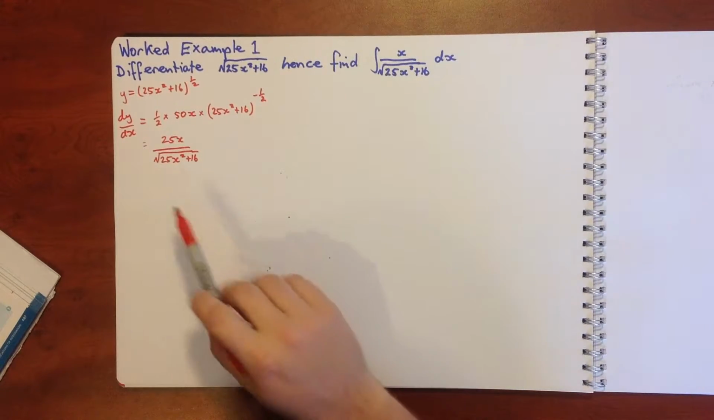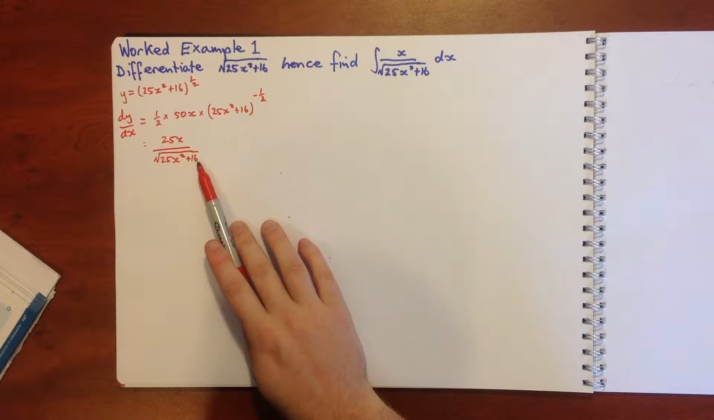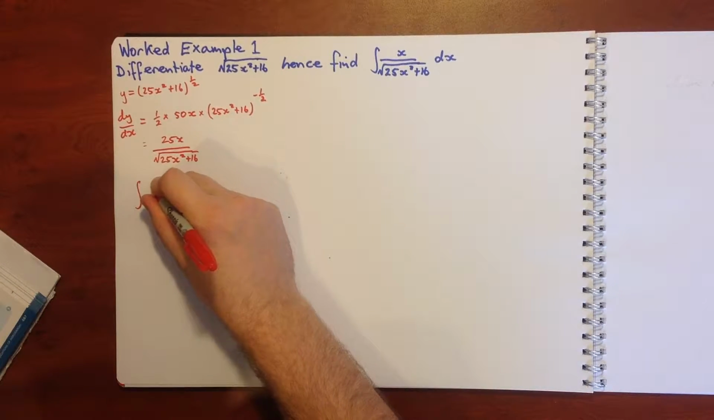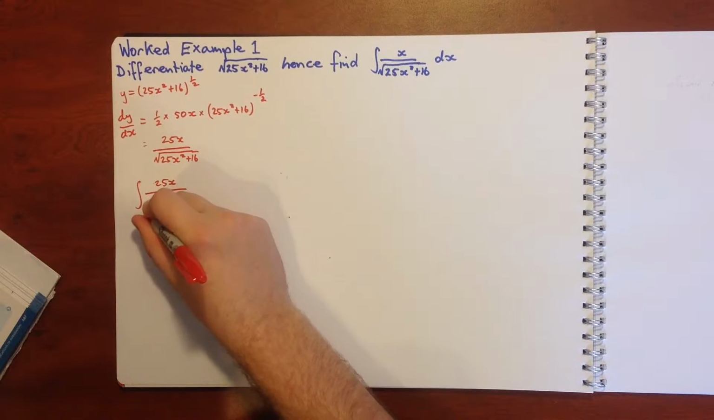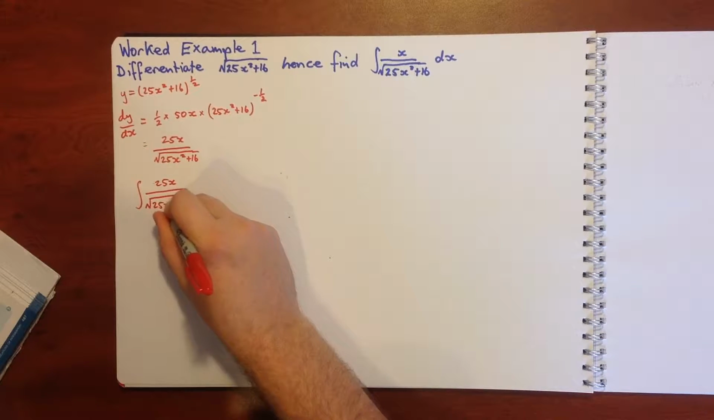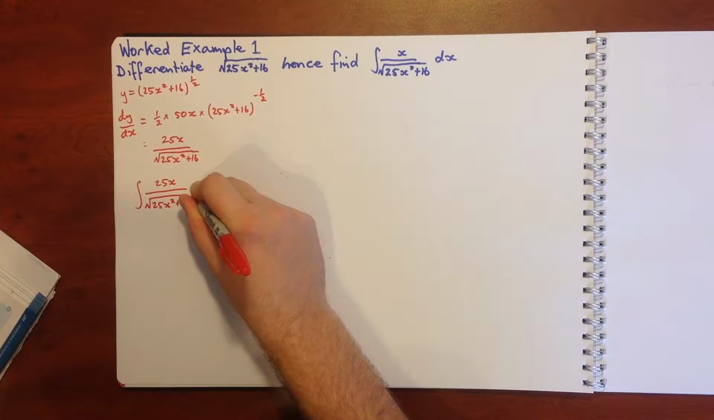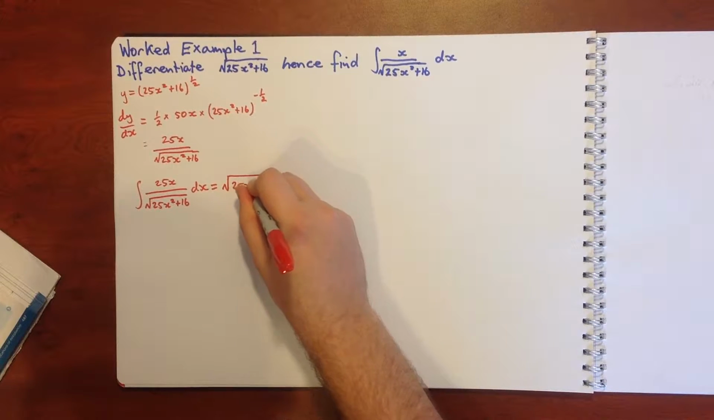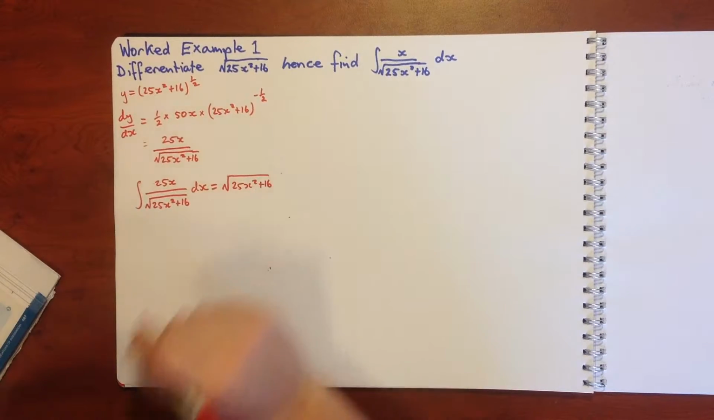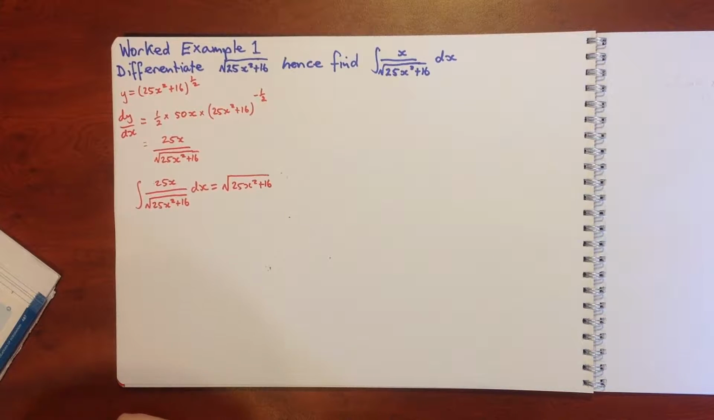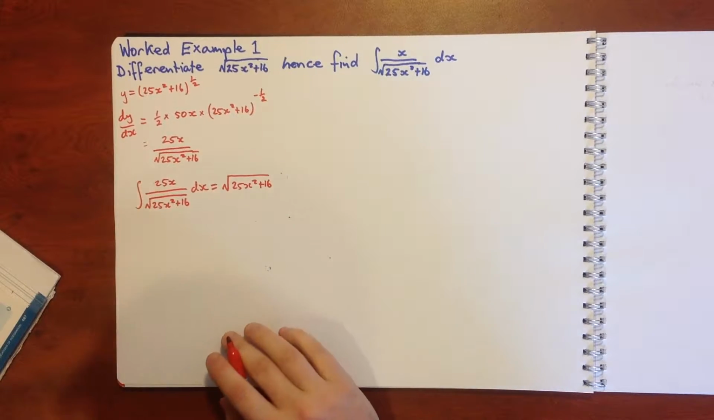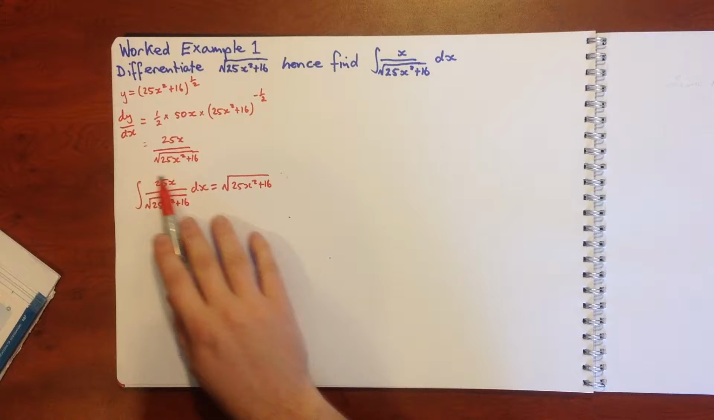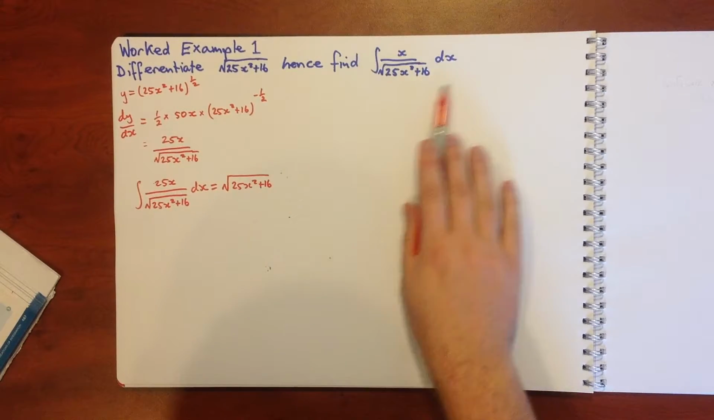So we had a function and we've now differentiated it. Now we integrate this function. If we integrate 25x over the square root of 25x squared plus 16 with respect to x, we would get back to what we started with, the square root of 25x squared plus 16, plus our constant of integration, which we don't need to worry about too much here. You can see this function we're integrating is similar to the one we want, but not quite the same.